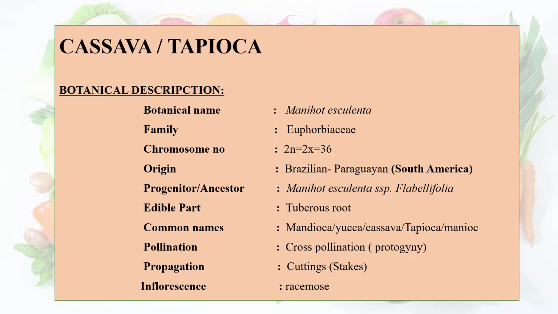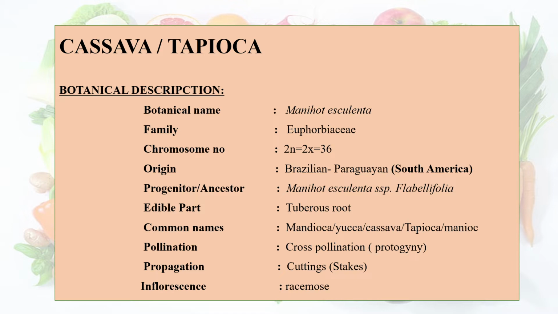Botanical description. Botanical name Manihot esculenta and the family is Euphorbiaceae. In SRF 2022 they asked the cassava family, which is Euphorbiaceae. It is very important. And the chromosome number is 2n = 2x = 36. Origin is Brazilian Paraguayan. The center of origin is South America.